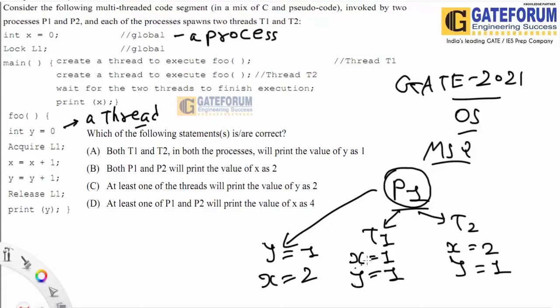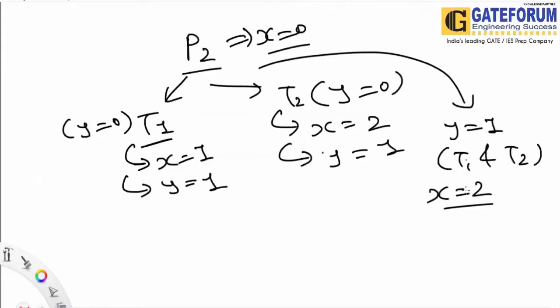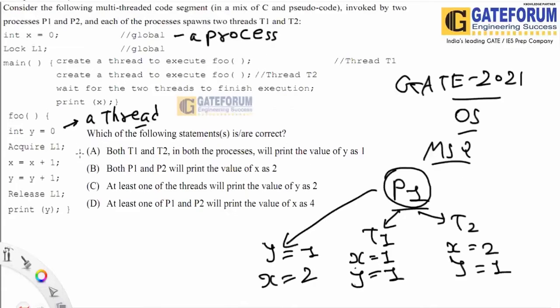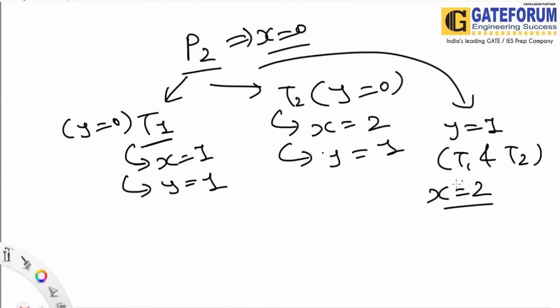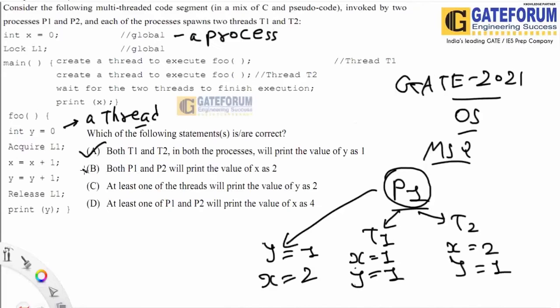Here the value of y is 1, and here the value of y is 1. If you look, the value of y is 1 for both T1 and T2. So this statement is correct. Both P1 and P2 will print the value of x as 2. Here this is printing the value of x as 2, and here this is also printing the value of x as 2 at the end. So this statement is also correct.